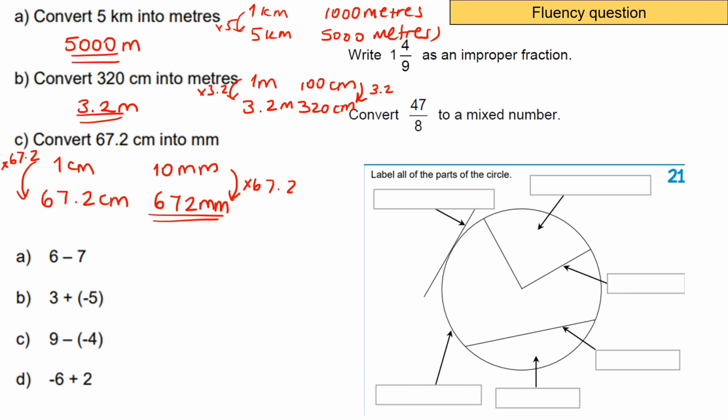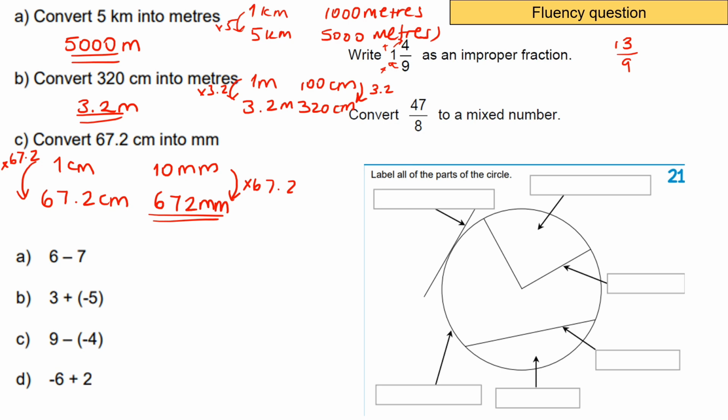If I just move to the right hand side, it's asking us to write 4 out of 9 as an improper fraction. So your denominator will stay the same, and we're going to be doing 9 times 1, and we'll be adding 4 to it. So 9 times 1 is 9, add 4 to it is going to give you 13, so you're going to have 13 out of 9.